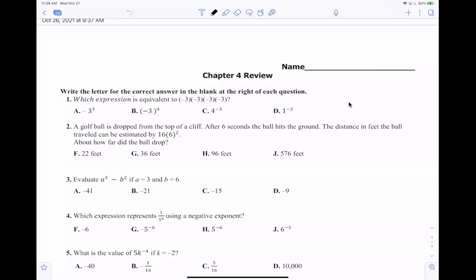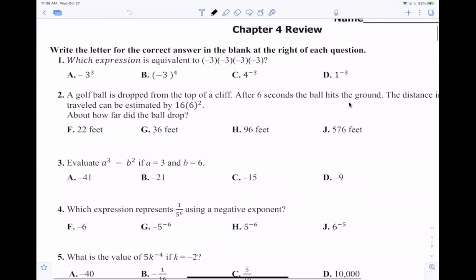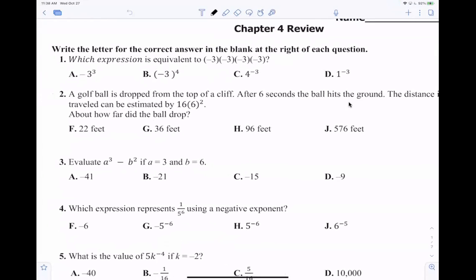Okay. Now, again, super important. Here we go. Just go around the room. Aiden: Because the negative three is in parentheses, it has to be (-3) to the fourth. Which one is it? Oh, B. B is correct. Do you have to put the parentheses around it? Yes, you have to.